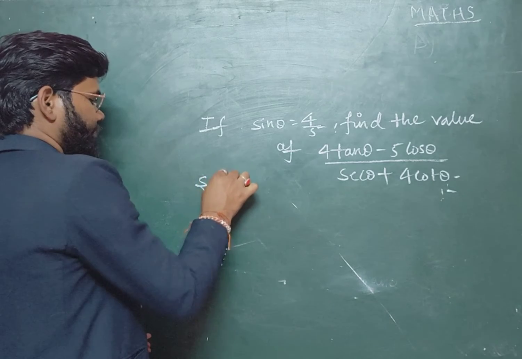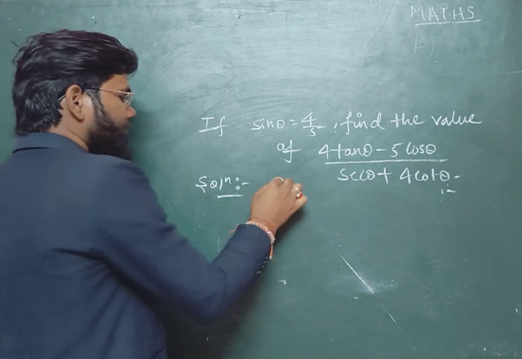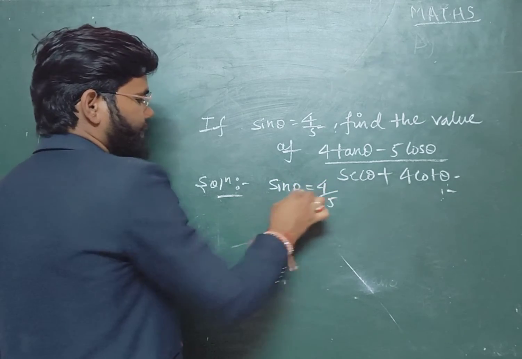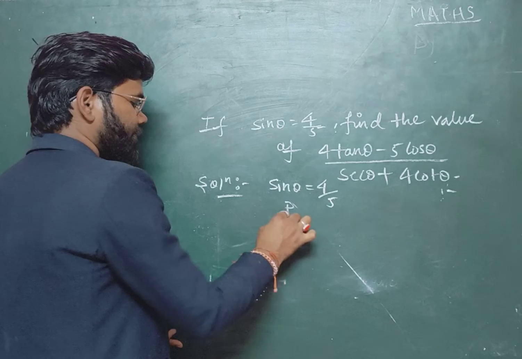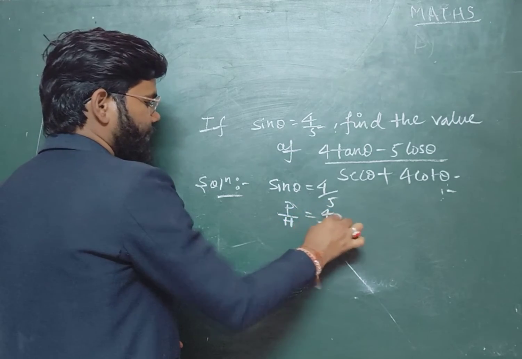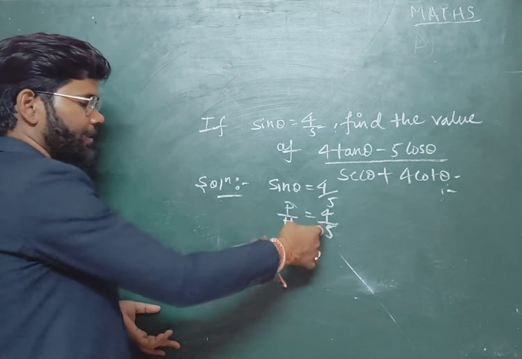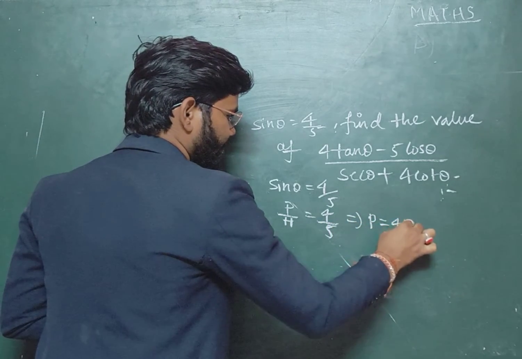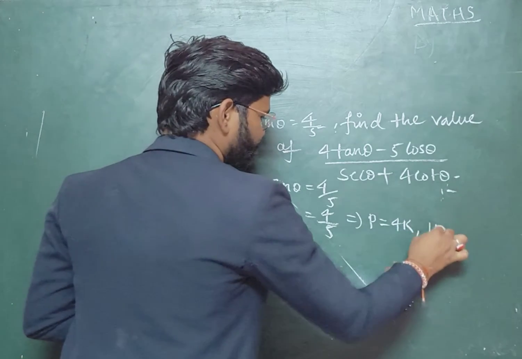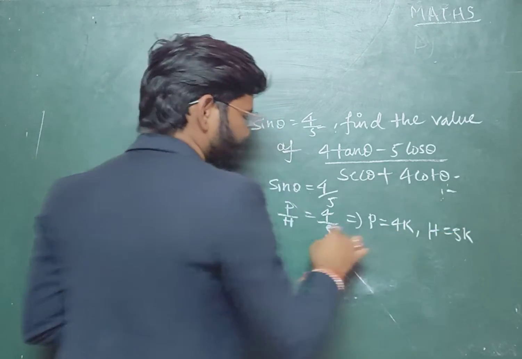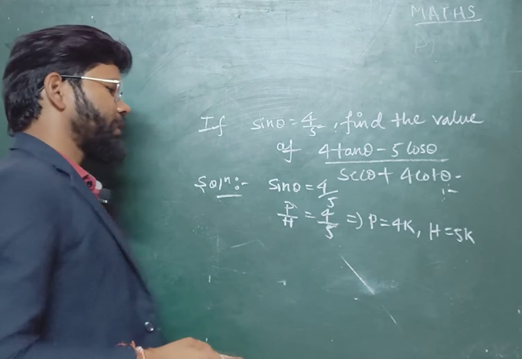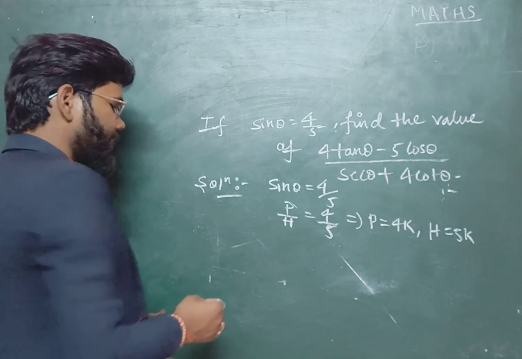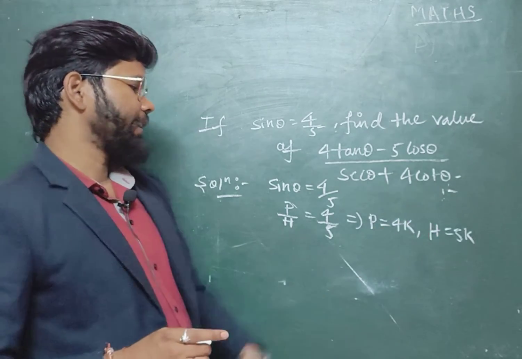So the solution: sin theta equals 4 by 5. As we know, the value of sin theta is p by h. So p by h equals 4 by 5. The value of p is 4k and the value of h is 5k, because it is in ratio, that's why here I have laid that in terms of a constant, that is 4k and 5k. So here the values of p and h are given.